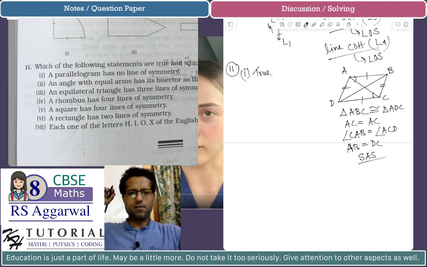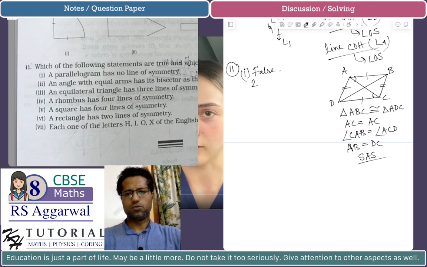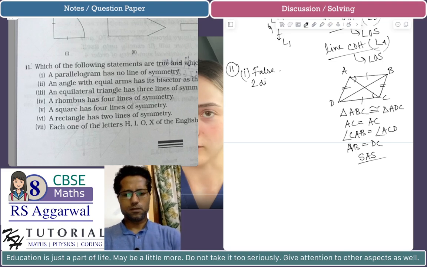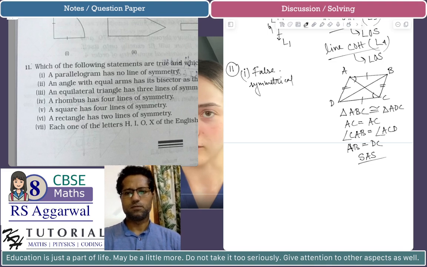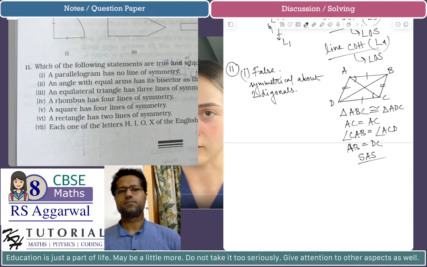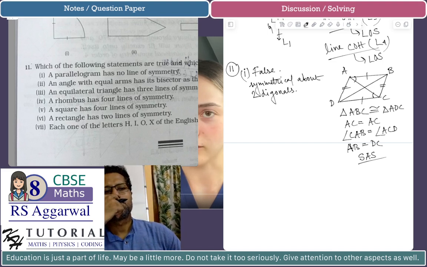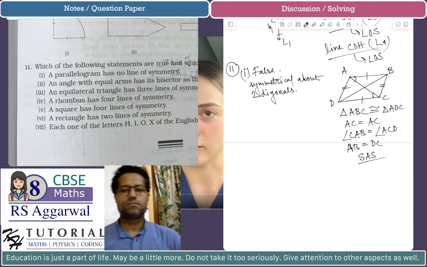So it is saying that a parallelogram has no line of symmetry. No, this is false, because a parallelogram is symmetrical about the two diagonals.